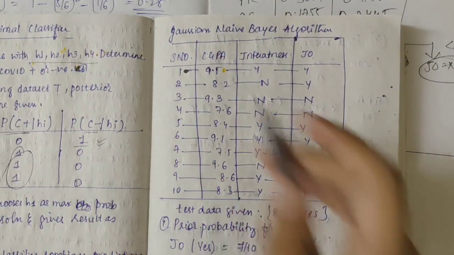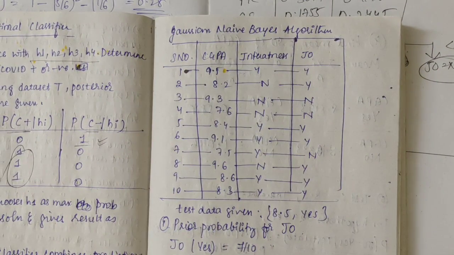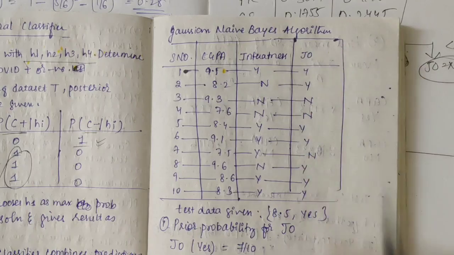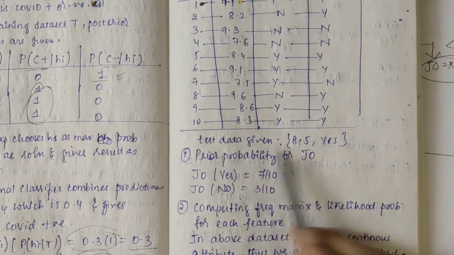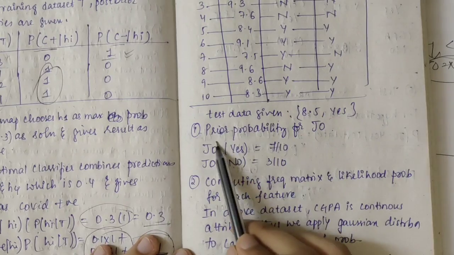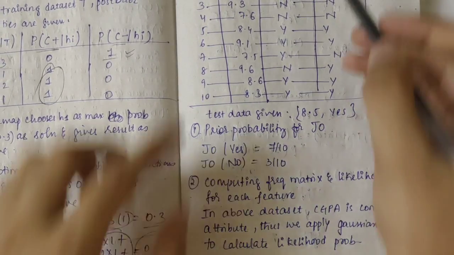Now we have the Gaussian naive Bayes algorithm. Here again the data is given with CGPA and interactiveness, and job offer is given. The test data is specified here: 8.5 and yes. So firstly I need to calculate the prior probability for yes and no.